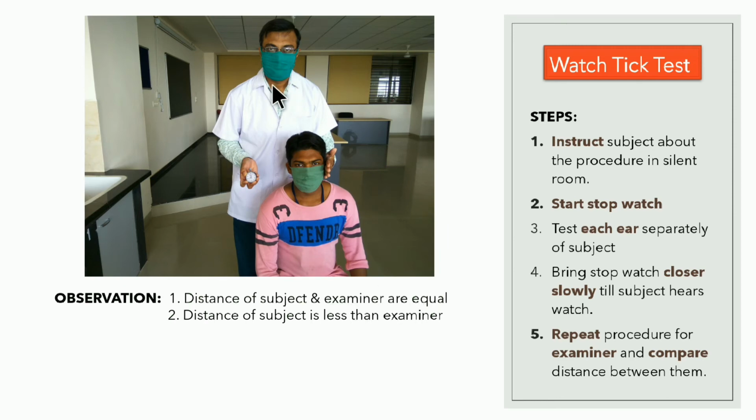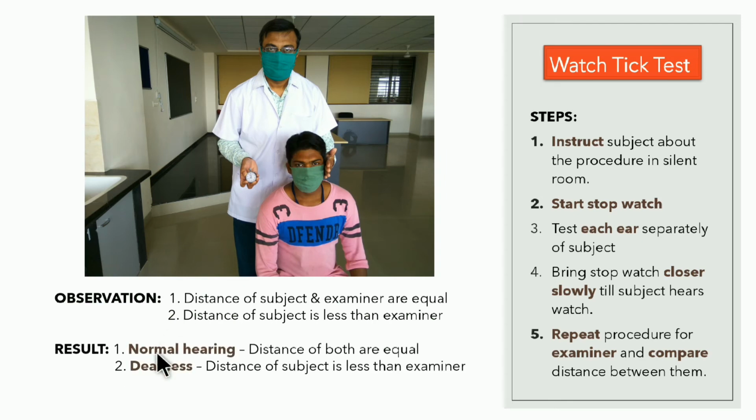So the distance of the examiner and the distance of the subject both are equal. Second, the distance of the subject is less than the examiner. The distance of the subject is less than the distance of the examiner. So only these two scenarios are there. The reason is because we consider the examiner as having normal hearing. Now there are two results. When the subject is having normal hearing, the distance of the subject and examiner both are equal. When the person is having deafness, that means the distance of the subject will be less than the distance of the examiner.